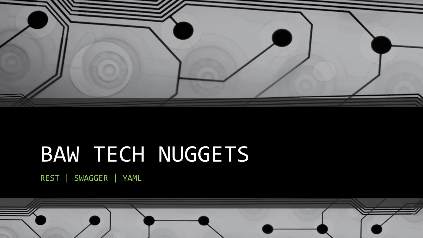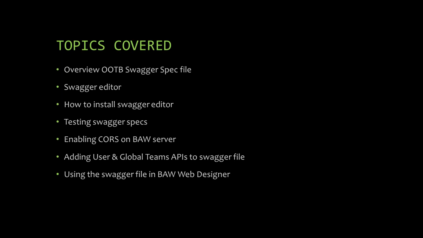In today's session, I will be explaining the REST API provided by the BAW product itself and how to create a Swagger definition file for that REST API. We will be creating that Swagger definition file in the YAML format. So these are the topics I'm going to cover in this video.